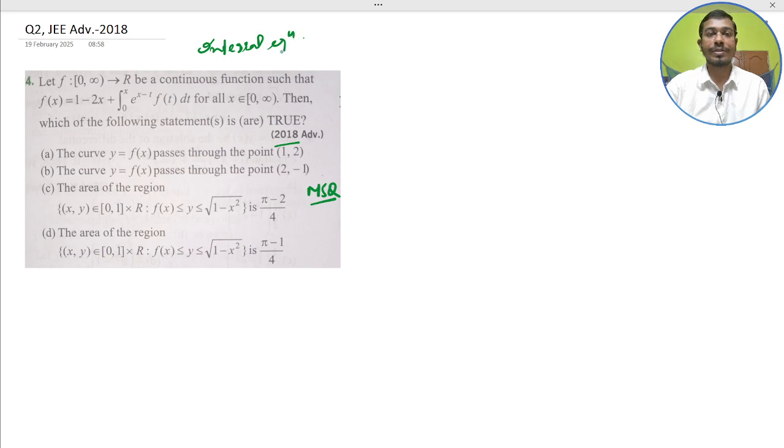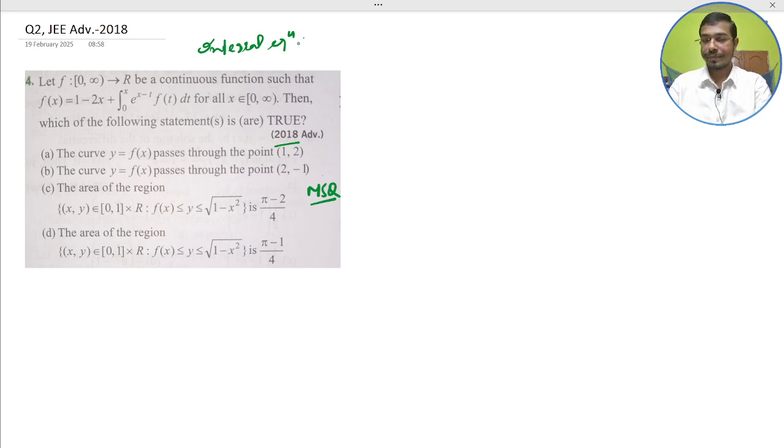Integral equation, you just go through this chapter in the MSc Mathematical Physics. The integral equation for all x belongs to 0 to infinity, which one of the following statements is or are true? You have to match all 4 options. Okay, first try yourself.